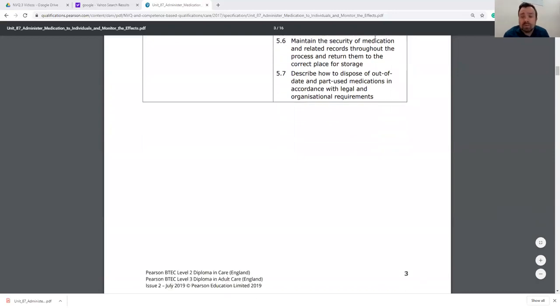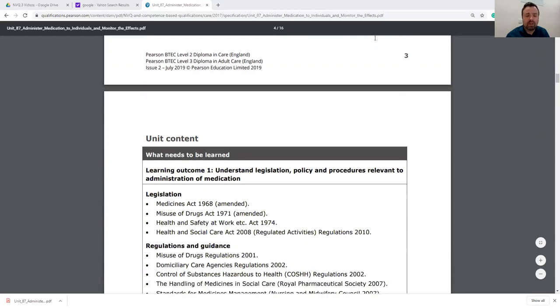5.7 is about how to deal with out-of-date or part-used medication. Ideally, in your services, you'll have DOOM kits or a refusal bag. Again, the chemist should take refused medication back from you. So it's important that we follow those guidelines.